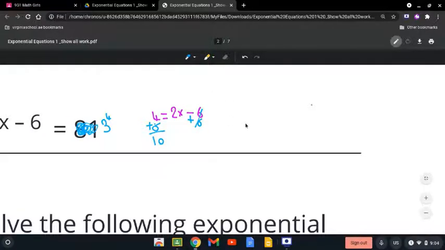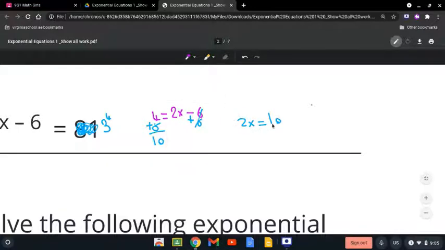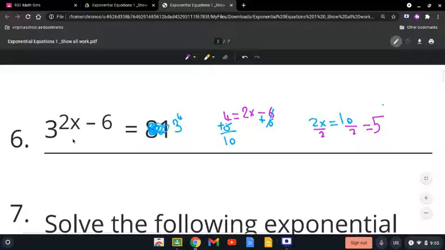And then we're going to write 2x equals 10. So 2x equals 10. And now we want to divide by 2 on both sides to get x alone. So here divided by 2, and on the other side divided by 2, and then 10 divided by 2 is 5. So now you have a whole number and you found the answer. So now x equals 5.